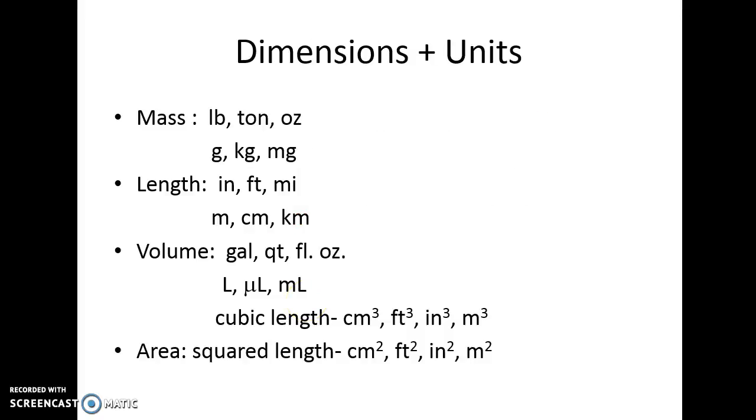These are English units that you're very familiar with, and the metric units. Notice mass, what we weigh things in. What are the metric units? Gram, kilogram, milligram. Notice it's all based on gram. Length: meter, centimeter, kilometer, all based on meter. Volume: liter, microliter, milliliter, all based on liter. Then we have cubic lengths like cubic centimeter, cubic meter. Area, which would be squared length, like squared meter. So these are the dimensions and the units that are associated with them.